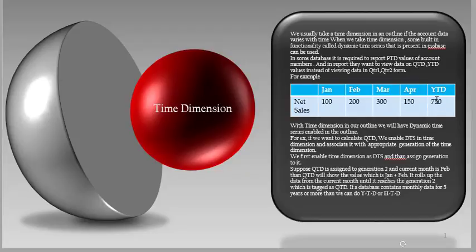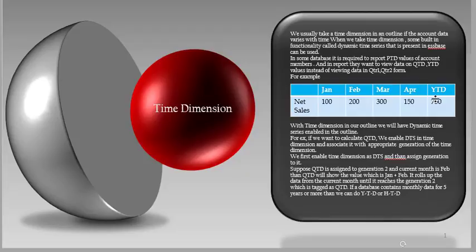With a time dimension in our outline we will have dynamic time series enabled in the outline. For example, if we want to calculate QTD, we enable dynamic time series in the time dimension and associate it with a generation of the time dimension. We first enable the time dimension as dynamic time series and then assign a generation to it. Suppose QTD is assigned to generation 2 and the current month is February, then QTD will show the value which is Jan plus February.